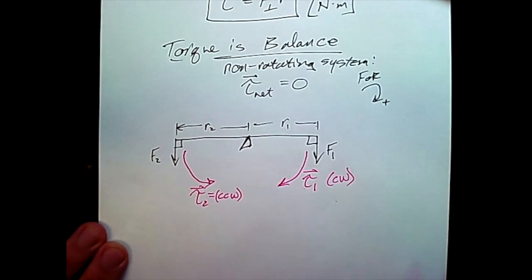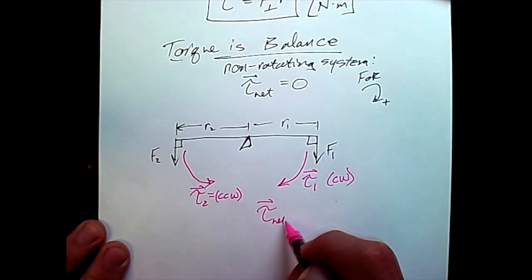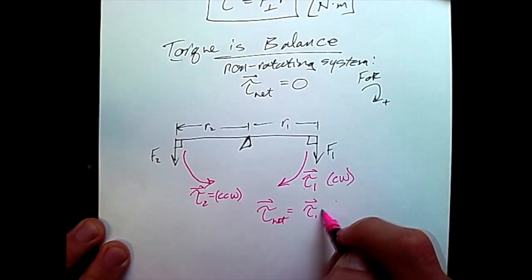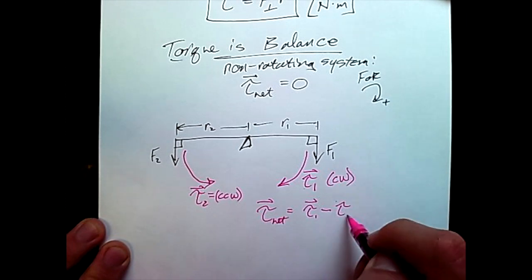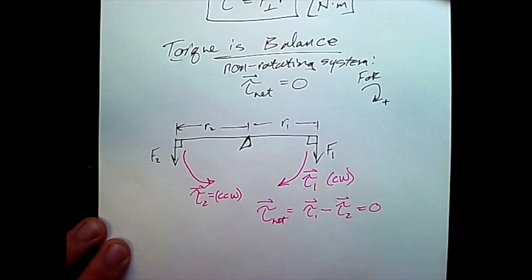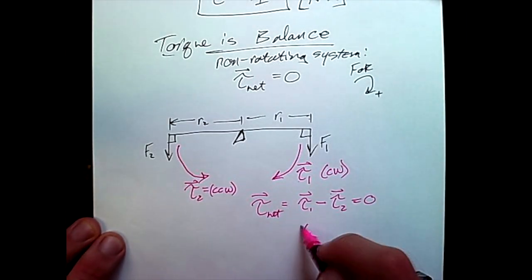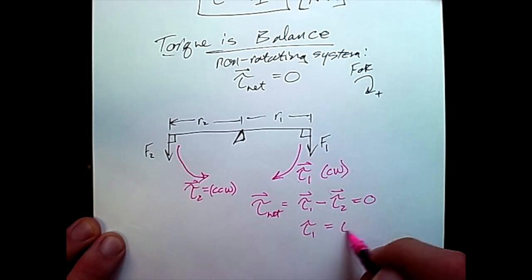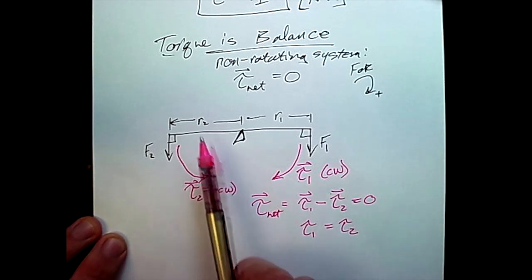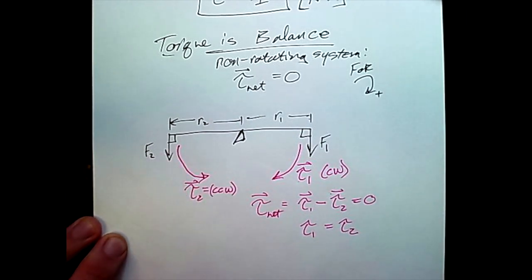So the statement for balance then, as net torques as vectors, would simply be torque 1 minus torque 2 equal to 0. So then magnitude-wise, these two are essentially equal. So we drop the arrows on top and we say torque 1 is balanced by torque 2. Then it's just a matter of substituting in what the radial arms are and then what the forces are, and solving for your unknown.